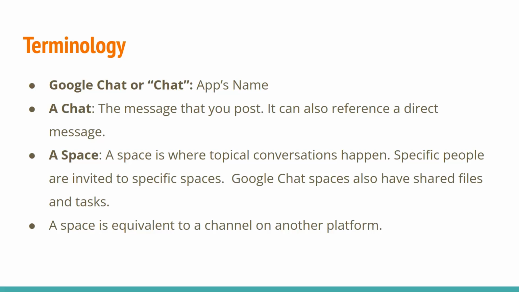Some terminology. Google Chat, or Chat, is the app's name, so you'll hear it used interchangeably. A chat is a message that you post, and it can also reference a direct message. And as you notice above, it also references the app's name. A space is where a topical conversation happens. So specific people are invited to specific spaces, and Google Chat spaces also have shared files and tasks. Your team may or may not use those shared files and tasks, but they're there. And a space is also equivalent to a channel in another platform.